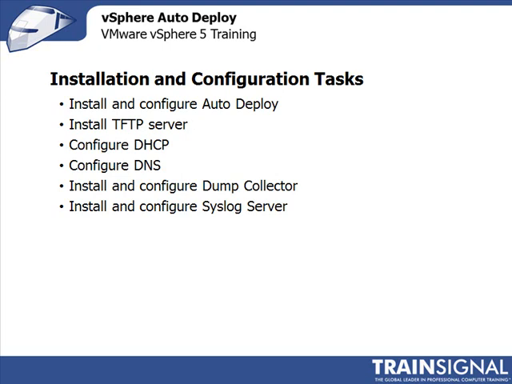Now, let's talk about the installation and configuration tasks that we're going to cover in this lesson. We're obviously going to install and configure auto deploy. We're going to install and configure a TFTP server. In my case, and I'll show you this in the next slide, we're going to download and use WinAgents TFTP. You can feel free to use TFTPD. Windows 2008 has a TFTP server, so use whatever TFTP server you're comfortable with. I just find that one a little easier to use. We're going to configure DHCP and DNS.